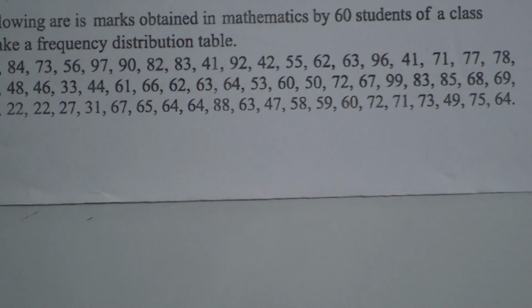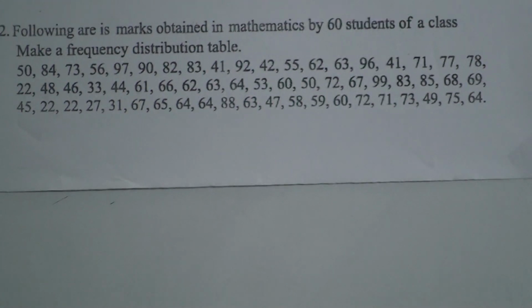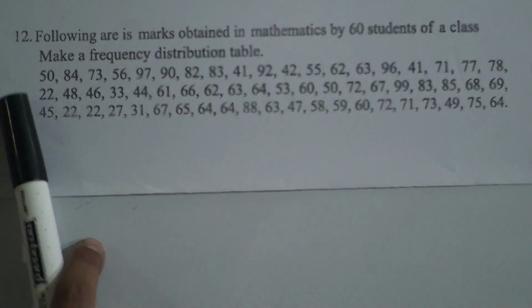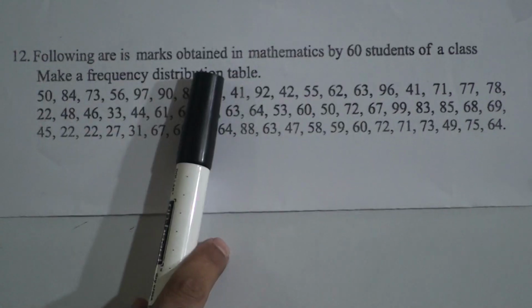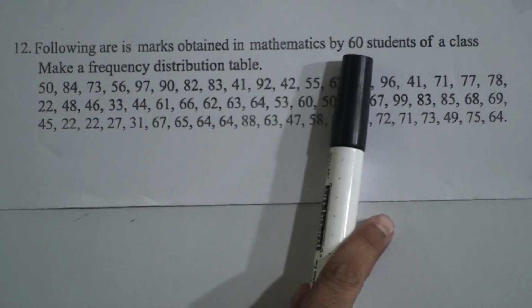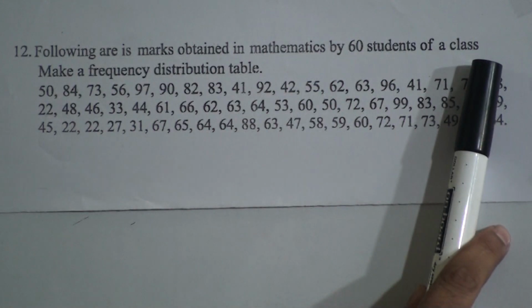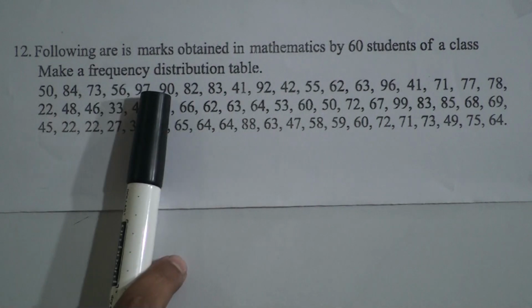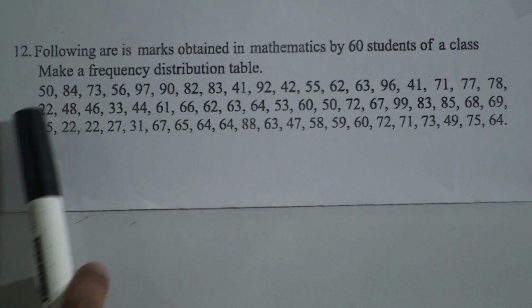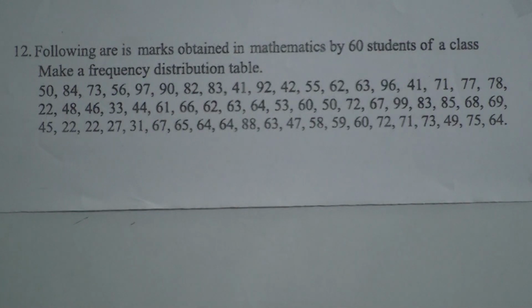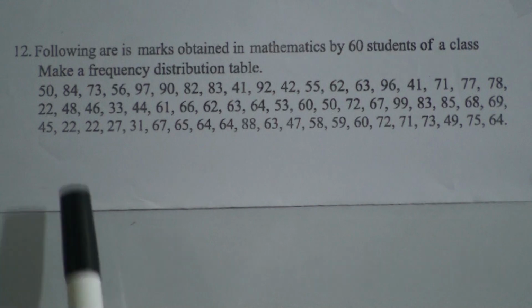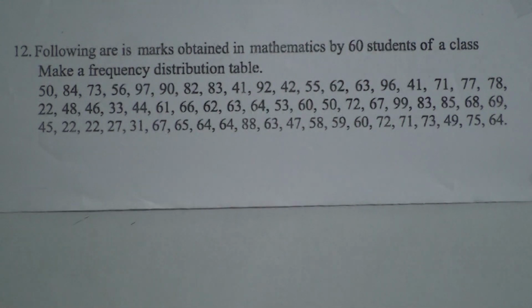Okay, dear students, so let us see at first what is our today's question. Our today's question is question 12. Following are the marks obtained in mathematics by 60 students of a class. Make a frequency distribution table. It means we need to make a frequency distribution table of these 60 students.